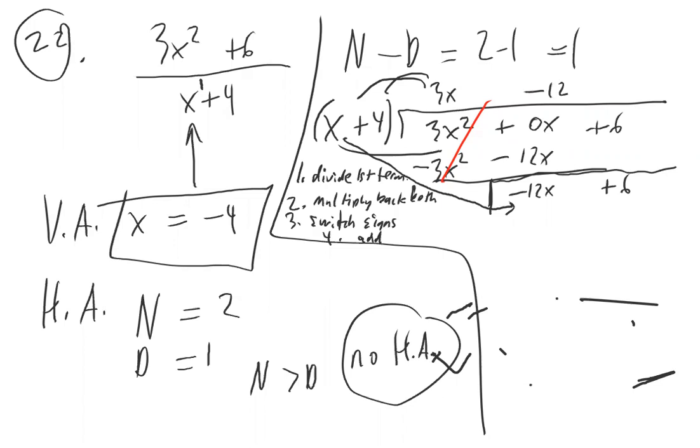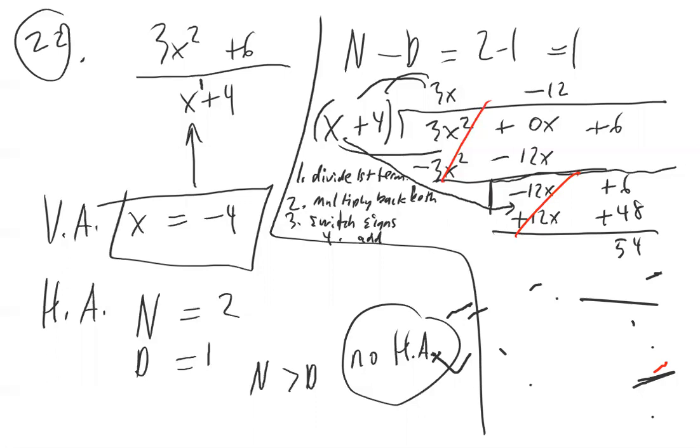Then go to the second step, multiply the negative 12 back by both terms. So negative 12 times x is negative 12x. Negative 12 times 4 is negative 48. Then do the third step, which is switch the signs. So this becomes positive, this becomes positive, and then you add. So this cancels out, and then 6 plus 48 is equal to 54.